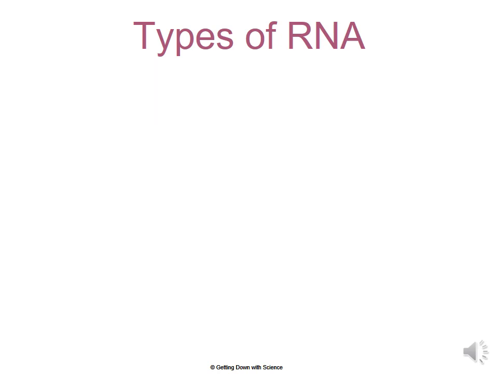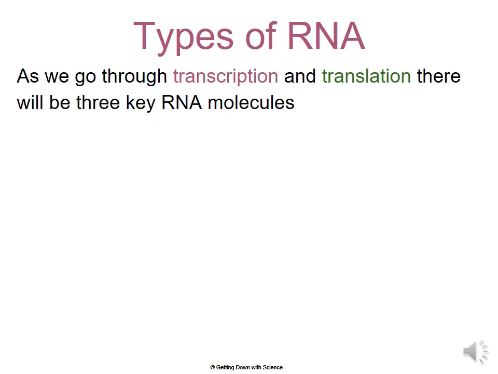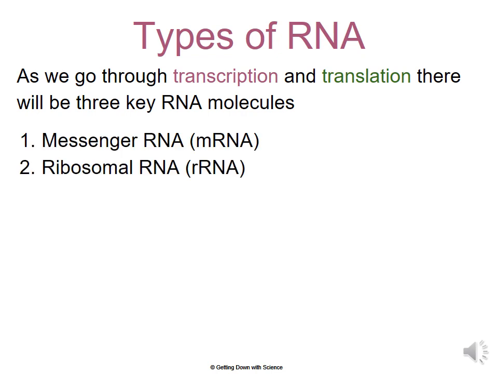So to do this, we need to make sure we understand the key types of RNA. Understand that there are actually more types of RNA than the main ones we always talk about. We're just focusing on the big ones. So as we go through transcription and translation, transcription in the nucleus, translation at the ribosome, there will be three key RNA molecules that we deal with. The first will be messenger RNA or mRNA. Then we will have ribosomal RNA, our RNA, and transfer RNA, which is our tRNA.